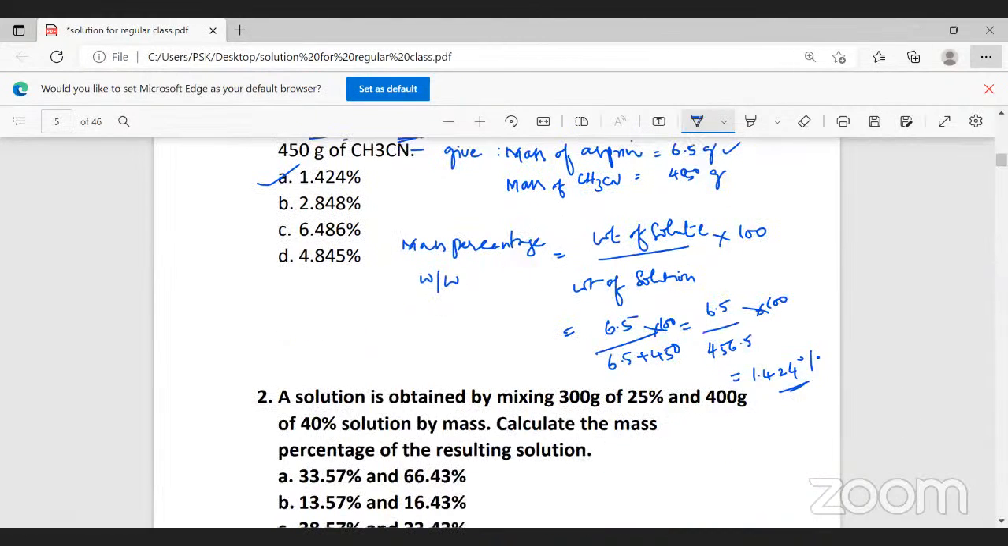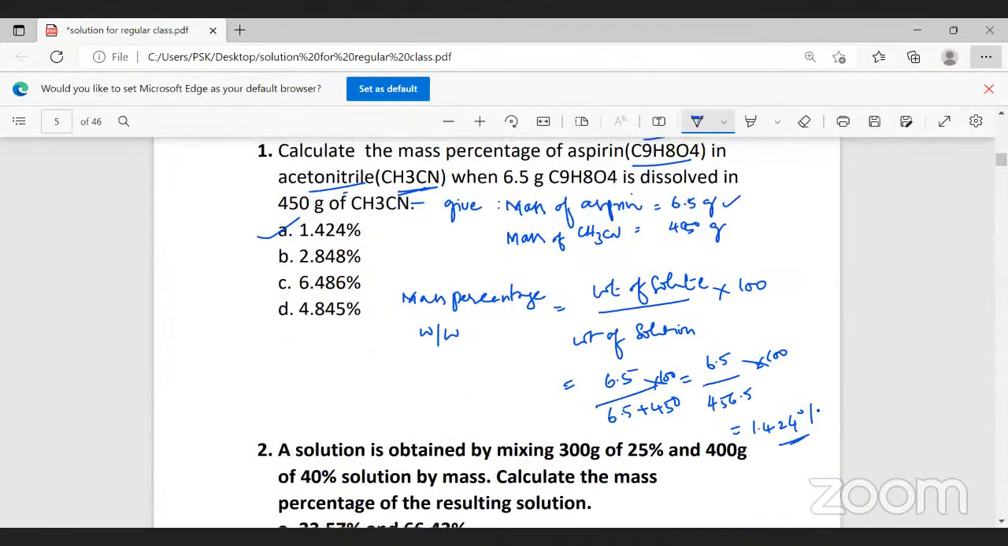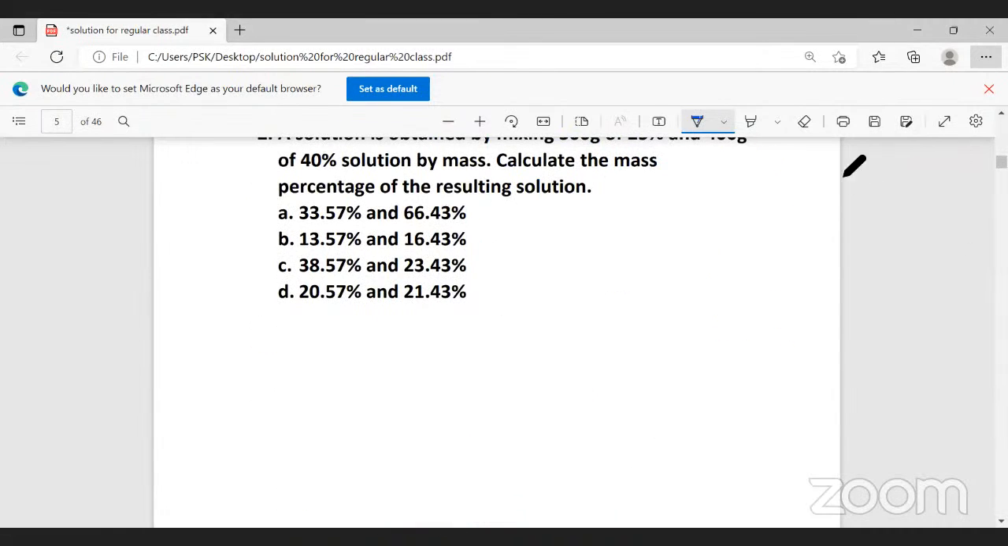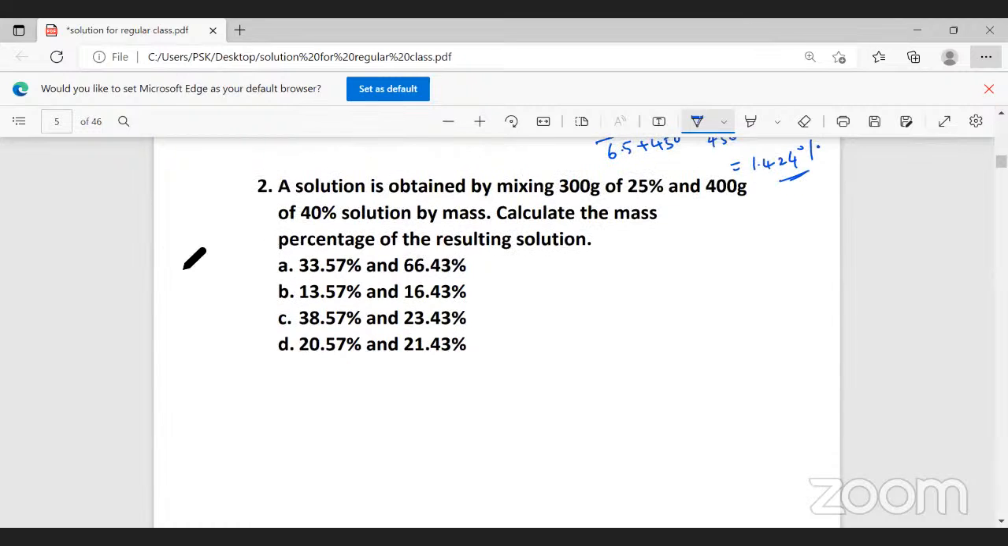Did you understand this question? Did you follow this? Students? Yes, sir. It's a simple problem, but you need to know the basics to work out these kinds of problems. And interesting, in this chapter the numericals are very interesting. We can work numericals to any level in this chapter.